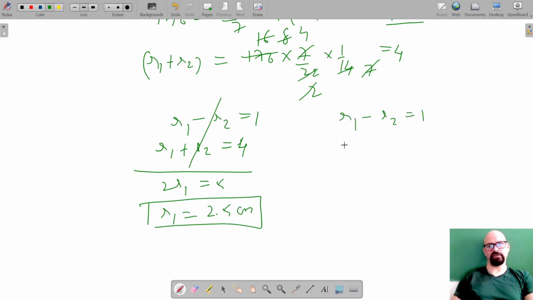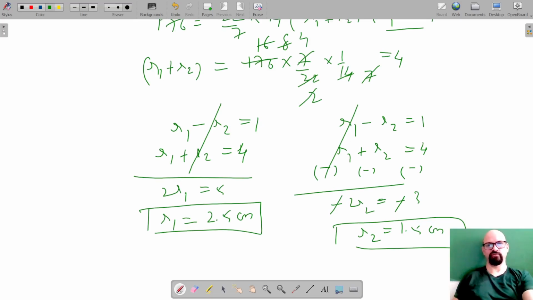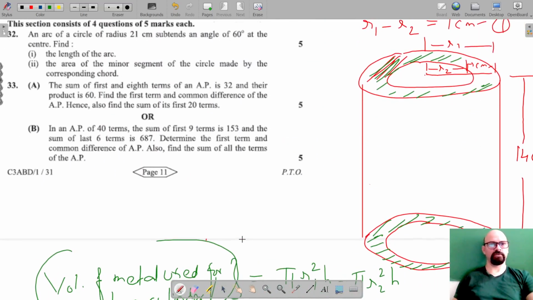If we write these equations once again in the vertical form and subtract them, we just change the signs to subtract. This time r1 gets cancelled, minus r2 minus r2 is minus 2r2, and 1 minus 4 is minus 3. So r2 is equal to 3 by 2, which is 1.5. So r2 is 1.5 and r1 is 2.5 centimeters. These are the inner and the outer radii for question number 31.